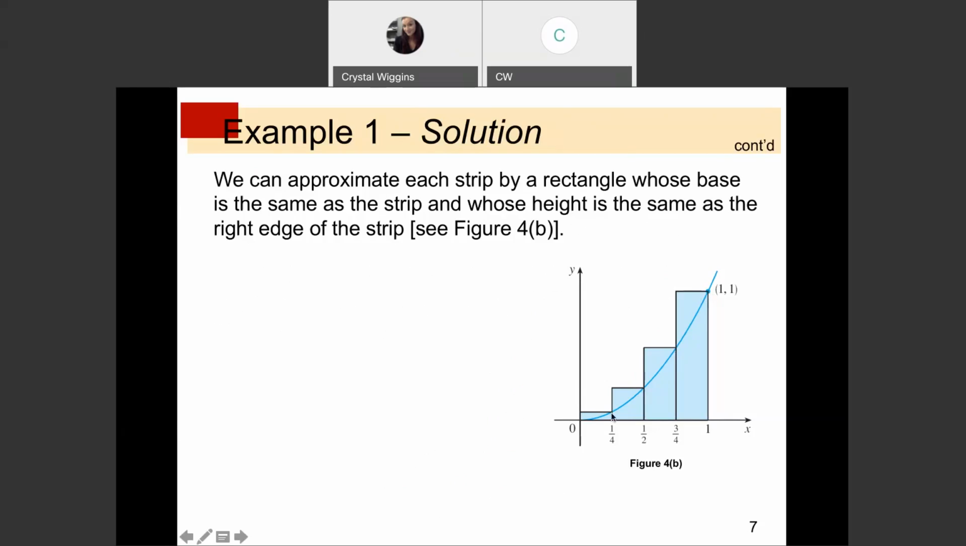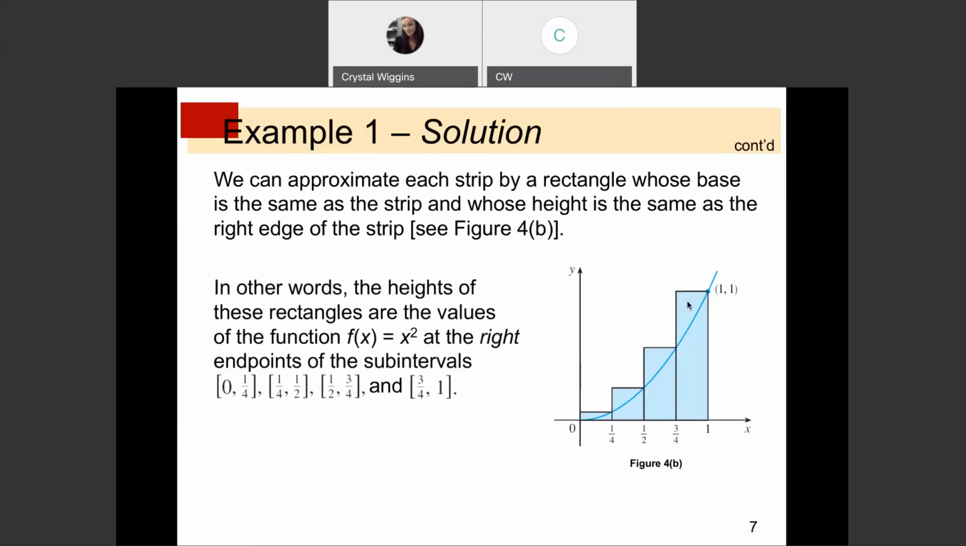In some cases, in this case specifically, we notice that the rectangles are above the actual function. So notice that this piece, this piece, this piece, and this piece here are all more than the area under the curve. And we would call this an overestimate because it is going to give us an area that is greater than the actual area we are looking for.